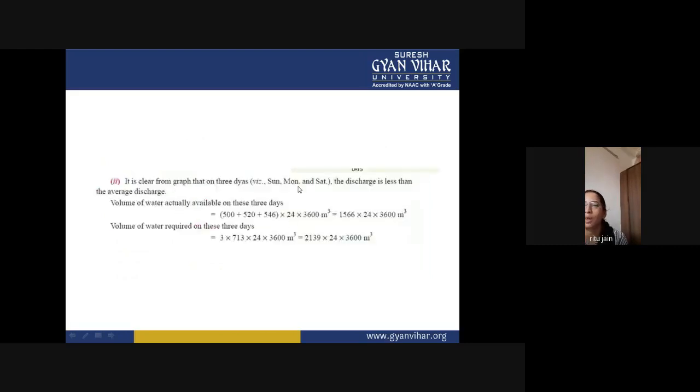So it is clear from the graph that on 3 days, Sunday, Monday, and Saturday, the discharge is less than the average discharge. So the volume of water actually available on these 3 days is 500 plus 520 plus 546, and in a day we have 24 hours. So meter cube. You can convert this hour into seconds. So you will get this much.